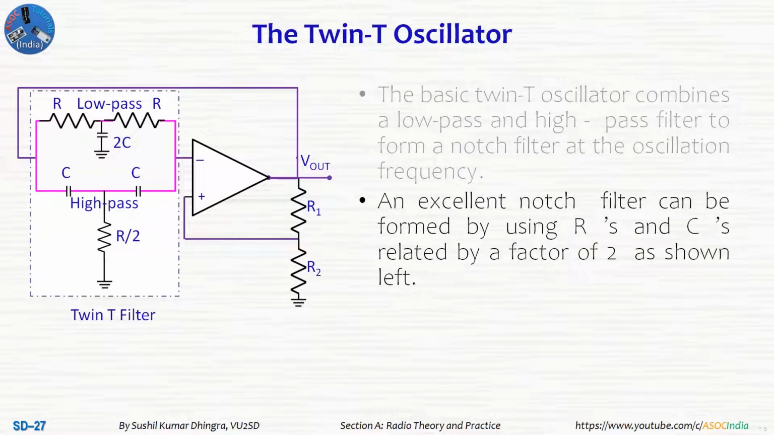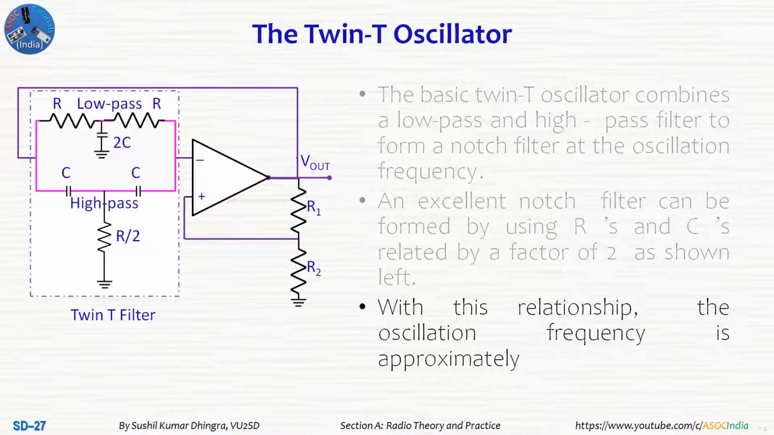An excellent notch filter can be formed by using R's and C's related by a factor of 2, as shown on the left. So R is used equal and C is 2C, and on the downside you see C and C in series, and R. This is the value of resistance R and capacitance C to generate a frequency, and they should be uniform.